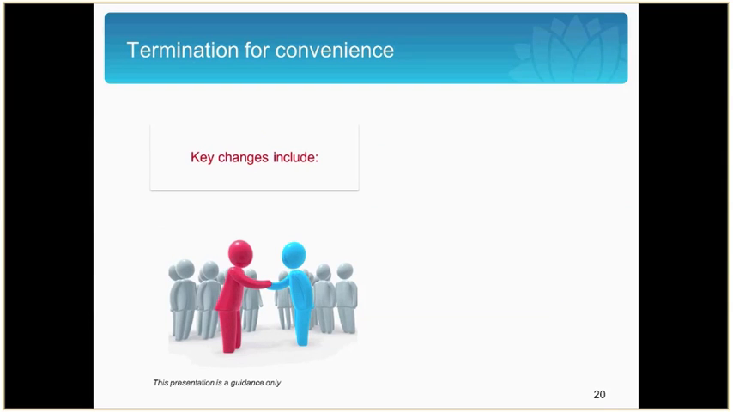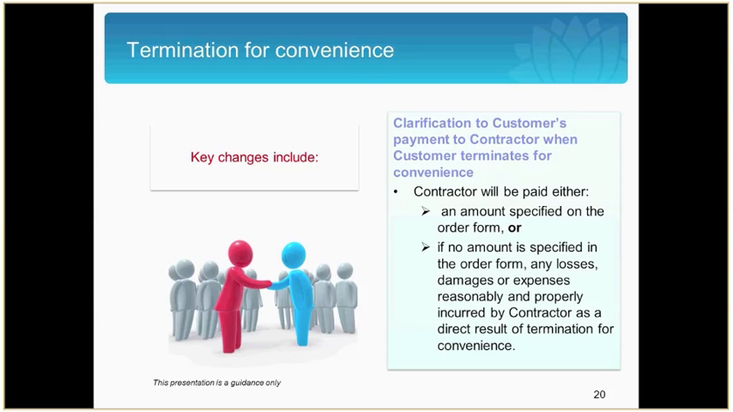In terms of termination for convenience, Procure IT version 3.2 now clarifies that the contractor will either be paid an amount specified on the order form, or if no amount is specified in the order form, any losses, damages, or expenses which are reasonably and properly incurred by the contractor as a direct result of the termination of the contract.